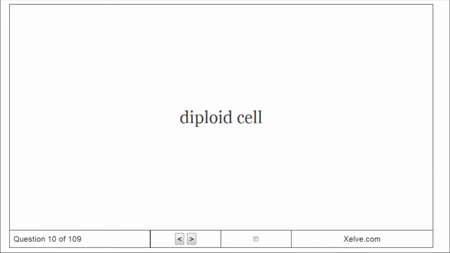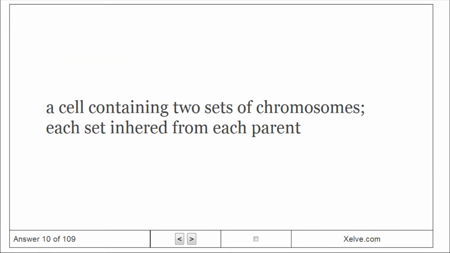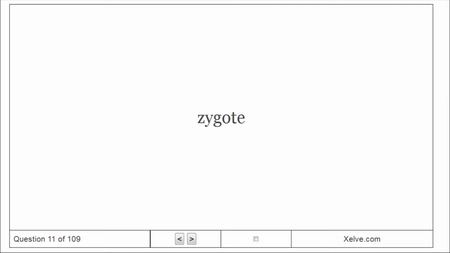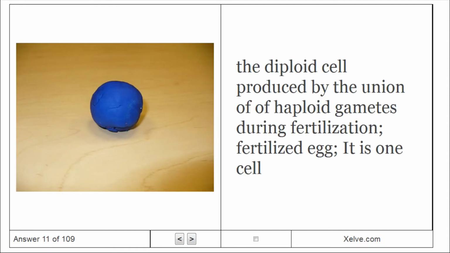Diploid cell: a cell containing two sets of chromosomes, each set inherited from each parent. Zygote: the diploid cell produced by the union of haploid gametes during fertilization, the fertilized egg. It is one cell.